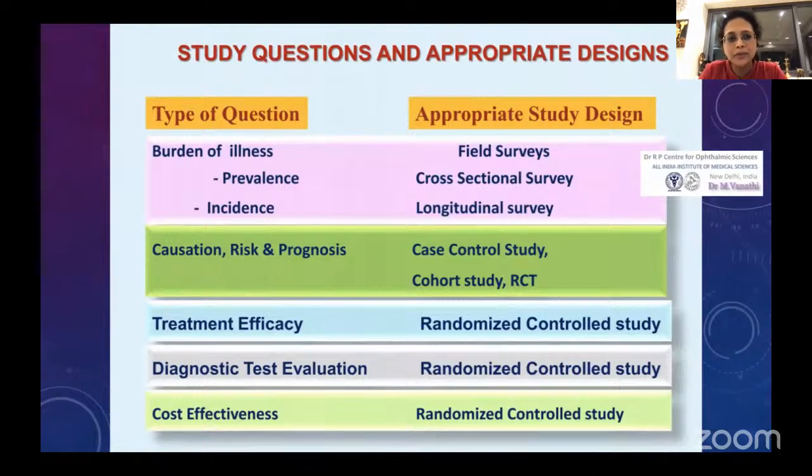So a simple example for you is if your type of question is evaluating what is the burden of a particular disease, for example, if you're looking at the prevalence of a disease and incidence of a disease, then you will look at study designs which could be field surveys, cross-sectional surveys, or longitudinal surveys. If you want to look at the cause, risk, effects, or you're looking at the prognosis of a particular intervention, then your case control studies, cohort studies, and randomization studies are best suited for those. If you're looking at treatment efficacies, randomized control trials will be the best one.